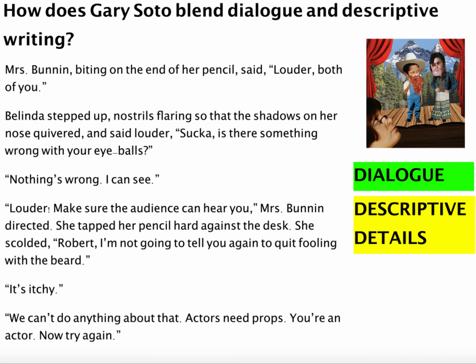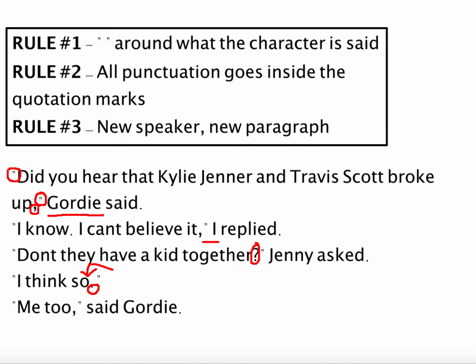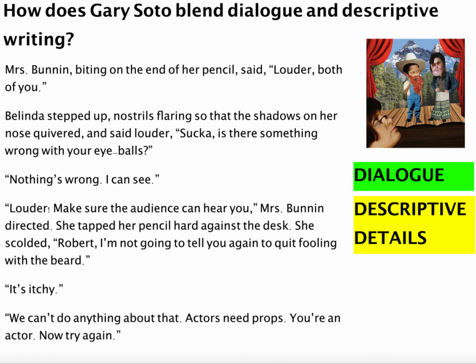So let's get to the important technique. We want you to be writers that aren't just writing dialogue that looks like this: a big chunk of dialogue with no description, no imagery. We want you to be blending your dialogue with descriptive writing. We don't want you to lose the skills we've been working on: exploding a moment, writing in the moment, using lots of imagery.